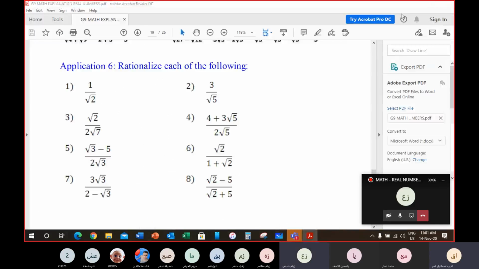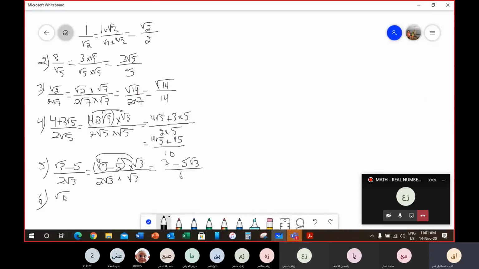Part 6: radical 2 over 1 plus radical 2. Equal radical 2 times radical 2. Okay, we multiply the numerator and denominator by what? Radical 2? No. If we multiply by radical 2, the denominator, we get radical 2 plus 2. What is the conjugate of 1 plus radical 2?